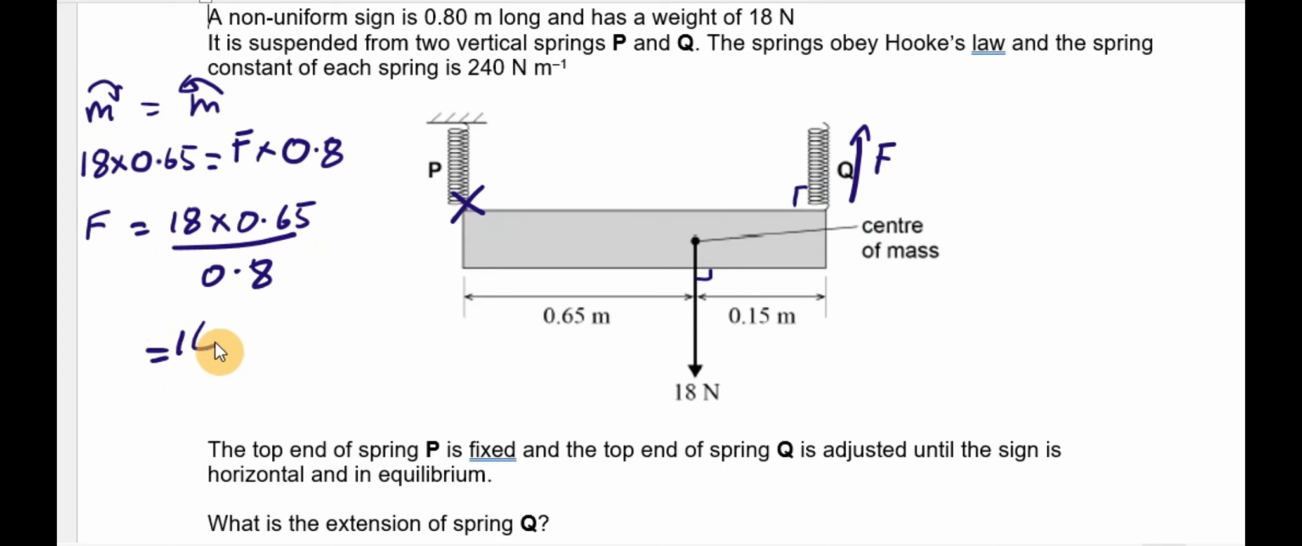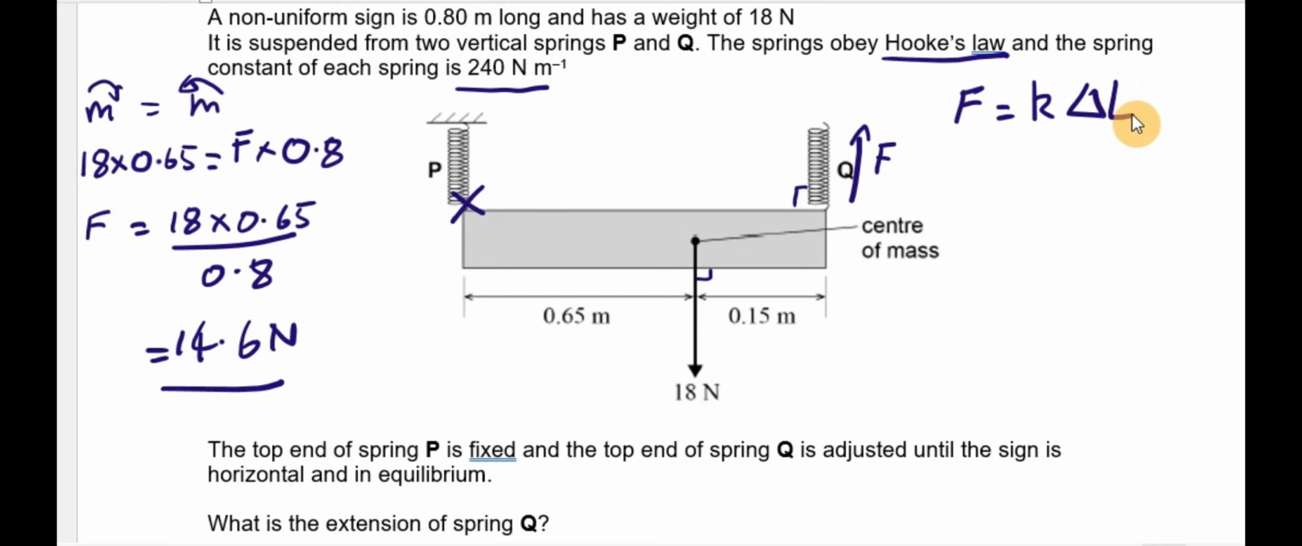and that's equal to 14.6 newtons. We're told that the spring obeys Hooke's law, and that the spring constant for each spring is 240 newtons per meter. Well, Hooke's law tells us that the force produced by a spring is equal to its spring constant multiplied by the extension. And it's the extension that we're trying to find. So the extension is equal to the force over the spring constant.